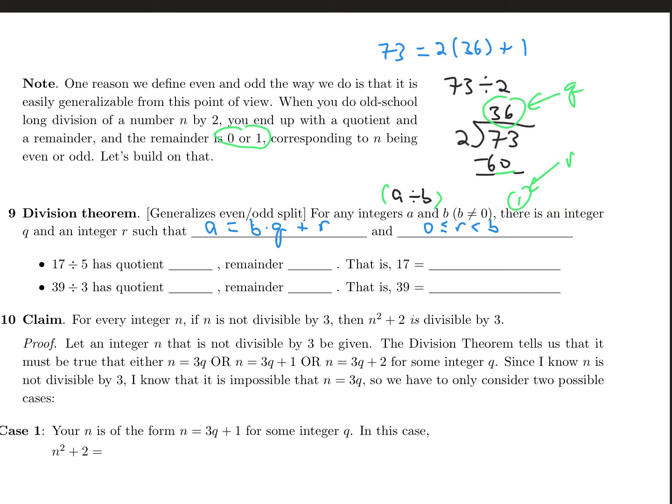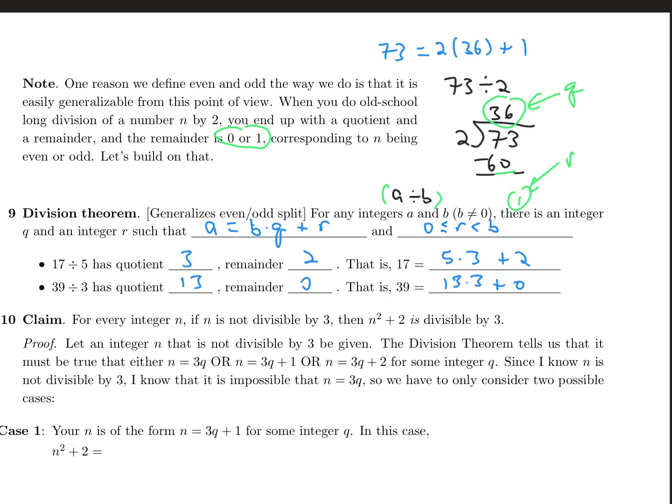So for example, if you do 17 divided by 5, the quotient will be 3, and the remainder will be 2. And so that, as a multiplication statement, would be that 17 is 5 times 3 plus 2. 39 divided by 3 is a quotient of 13, remainder 0. So 39 is 3 times 13 plus 0. Okay, so that's how the quotient remainder theorem works.